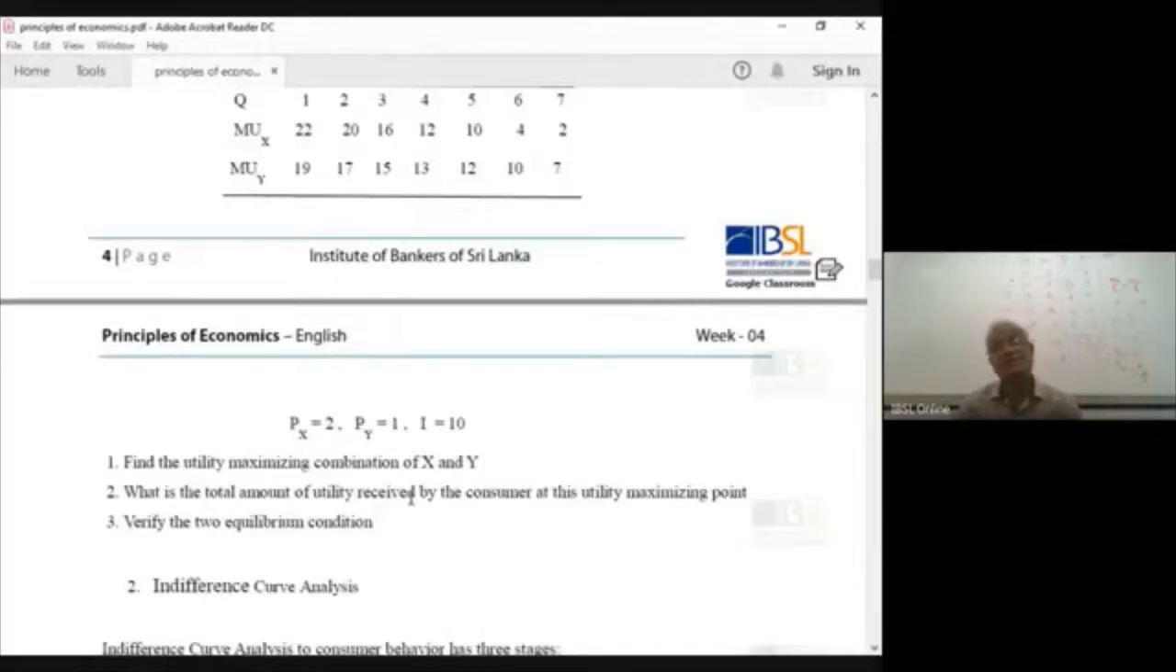Actually, we have already verified that. MUx over Px equals MUy over Py. That is, we have verified. Then he spent all his income to buy these two goods. That is the budget constraint.